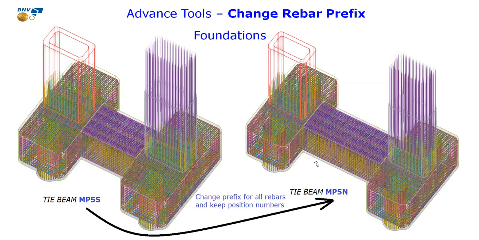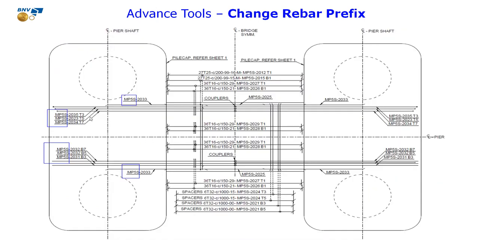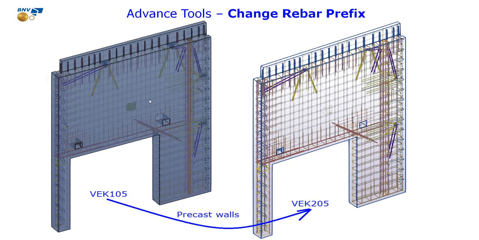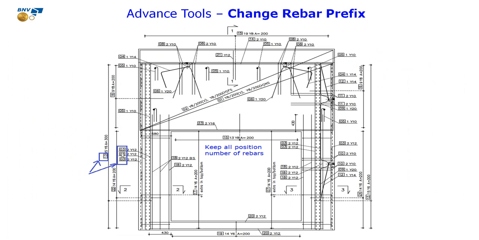You can change the rebar prefix for tie beams. You assign all prefixes and keep the position number for all rebar. That makes your similar drawings look more professional. You can change the rebar prefix for precast walls, from level 1 to level 2, and keep all the rebar position numbers. The drawing has the same mark for all rebar.